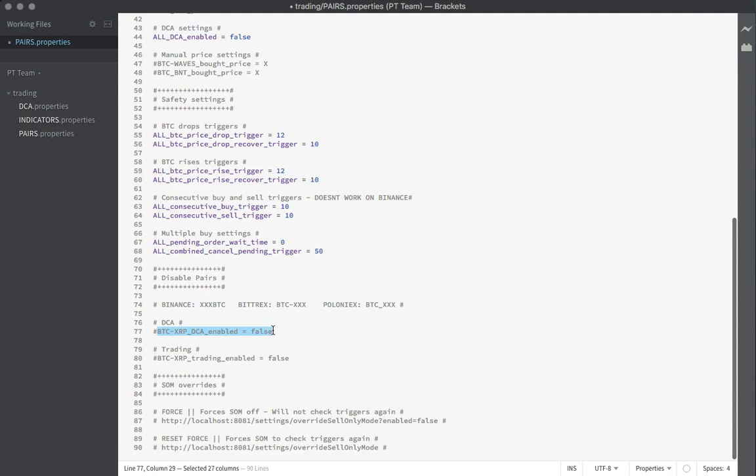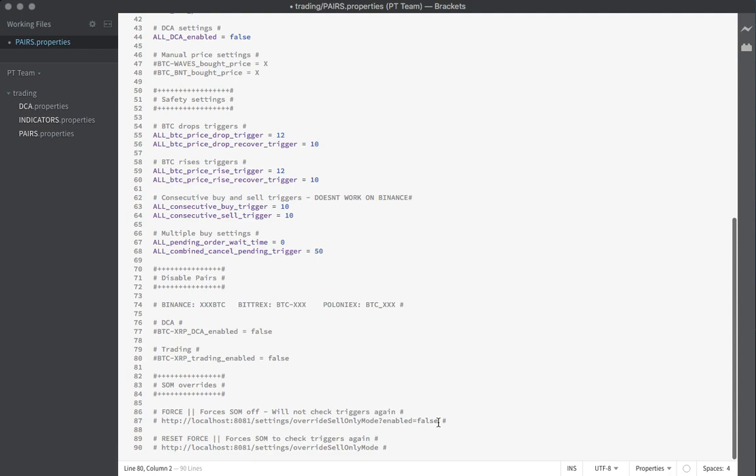DCA, if you don't want to use DCA on a specific coin pair, you just go coin pair underscore DCA underscore enabled equals false, and there's an underscore between DCA and enabled. Trading, if you want to not trade a specific pair, you put the coin pair underscore trading underscore enabled equals false. That will disable trading for that. If you're going to use these, make sure you take that hashtag off of the beginning of the line, or else it won't work. And these are the sell-only mode overrides.